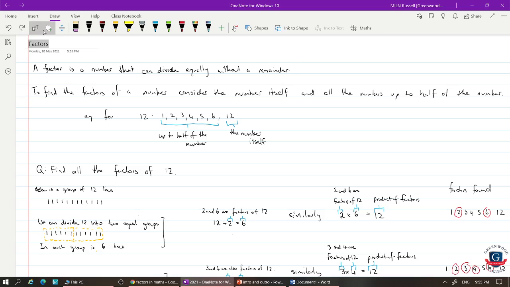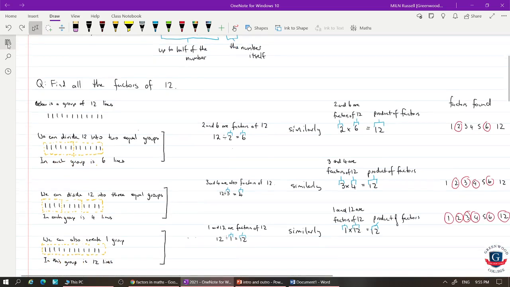So let's say for 12, we're going to consider all the numbers up to half of the number. So that's 1, 2, 3, 4, 5, and 6, and 12 itself. And we're going to see which of those divide evenly into 12. So starting with 12, I've written 12 lines here. And we're going to use that to see if we can divide them evenly.